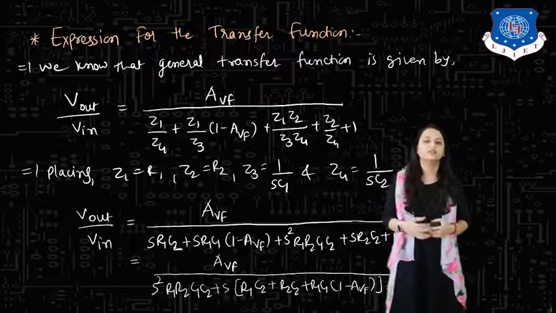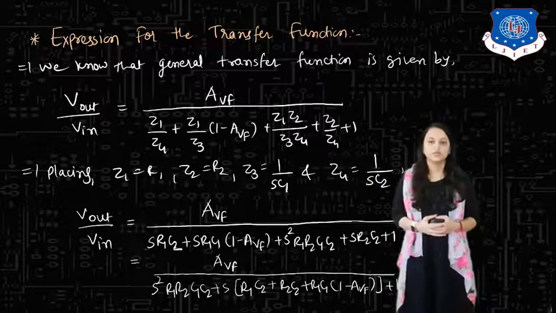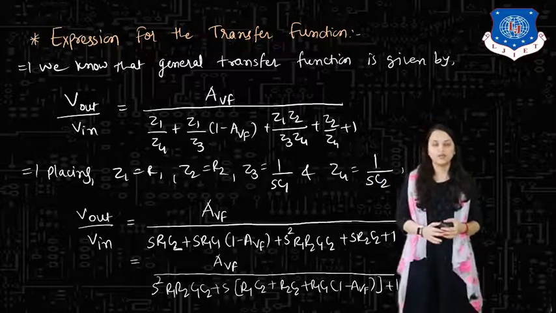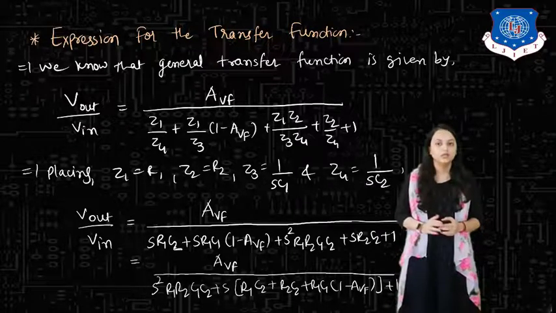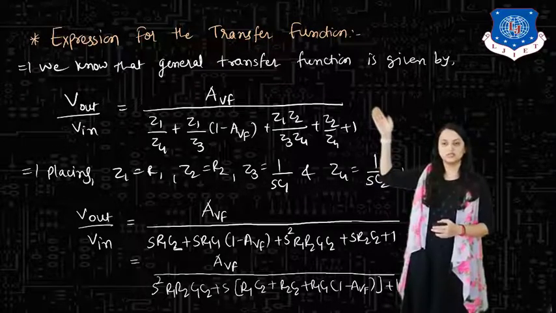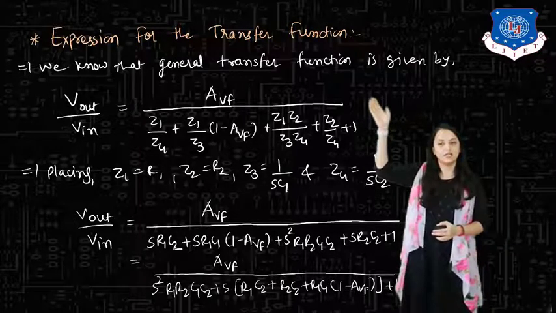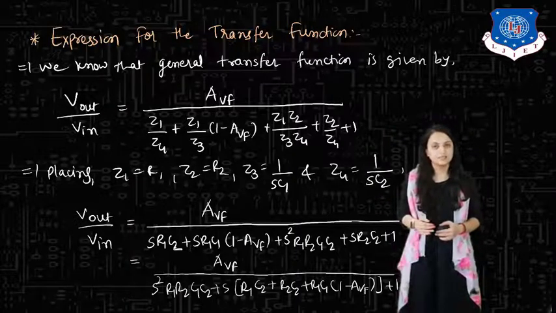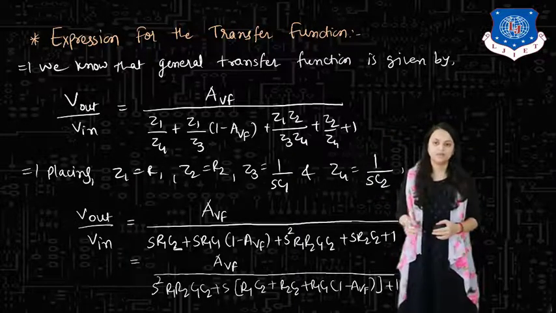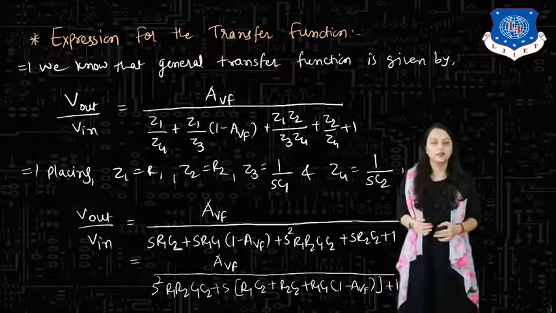Now let us derive the expression for the transfer function for this low pass filter. We have already derived the general transfer function for Sallen-Key BCDS filter. Let us use that equation. That means this Vout by Vin, that is the transfer function, which is given as ABF upon Z1 by Z4 plus Z1 by Z3 into 1 minus ABF plus Z1 Z2 upon Z3 Z4 plus Z2 by Z4 plus 1.